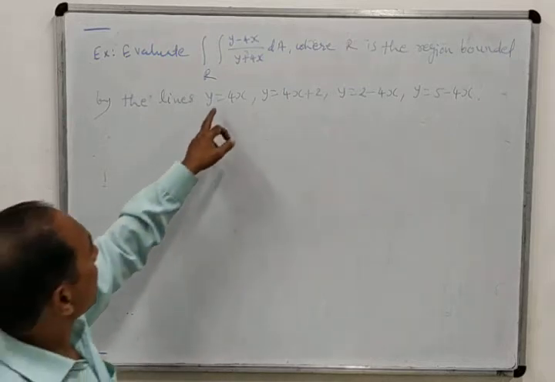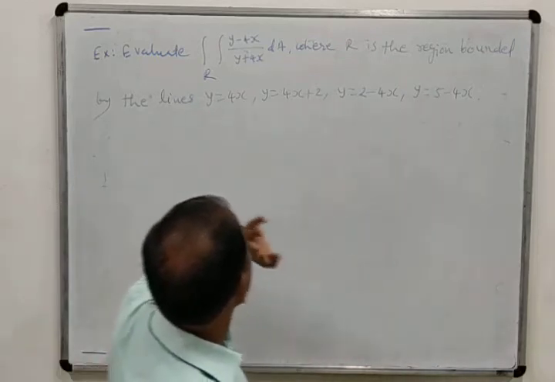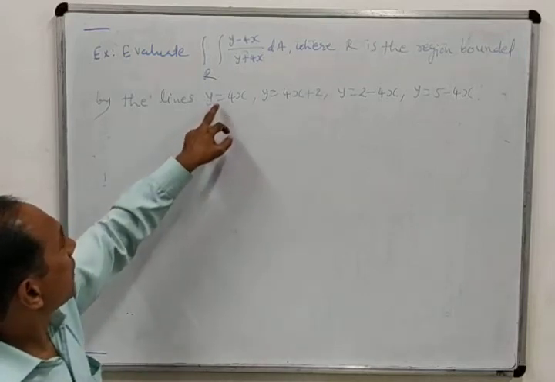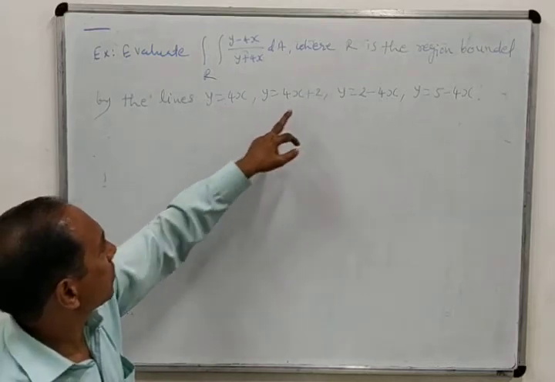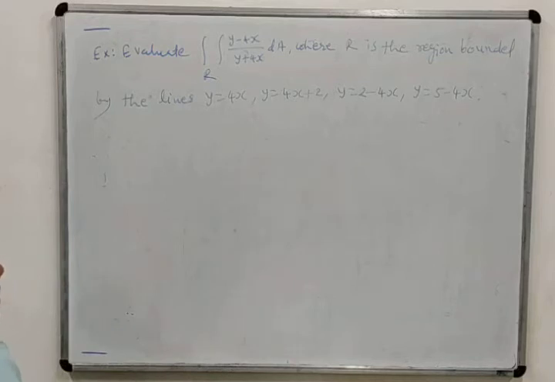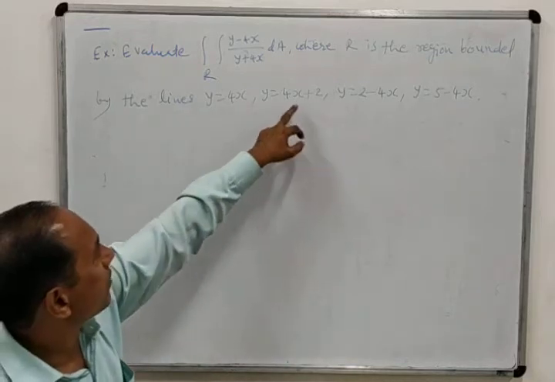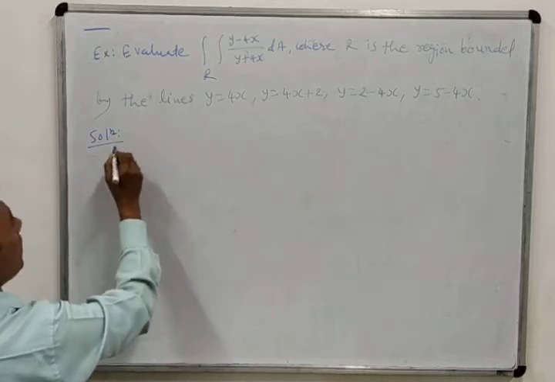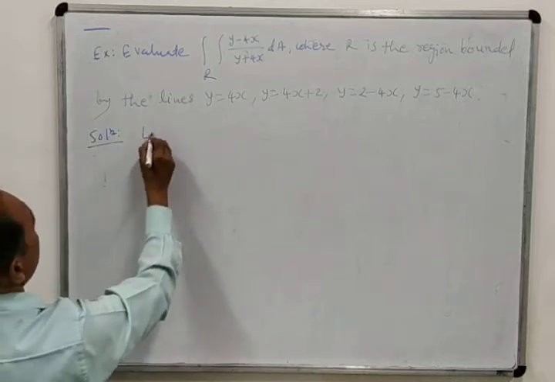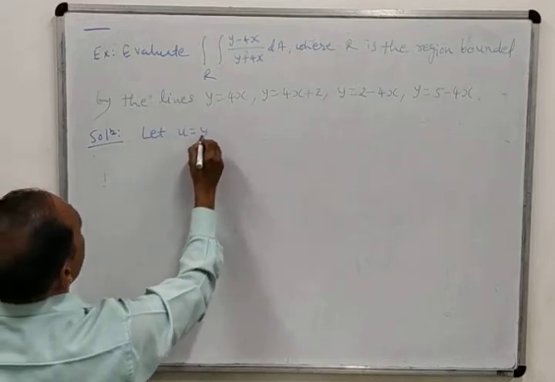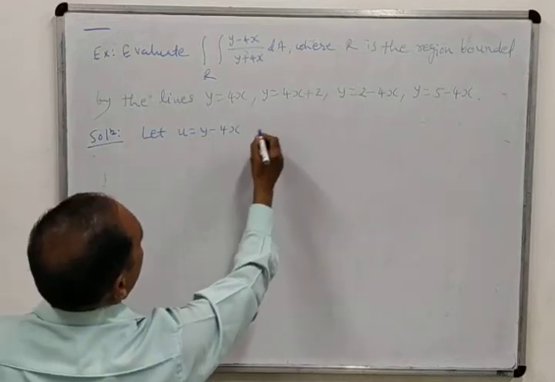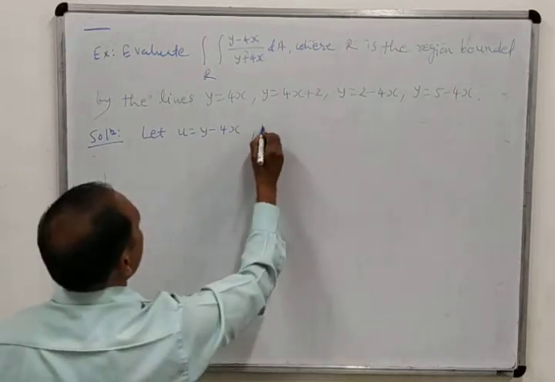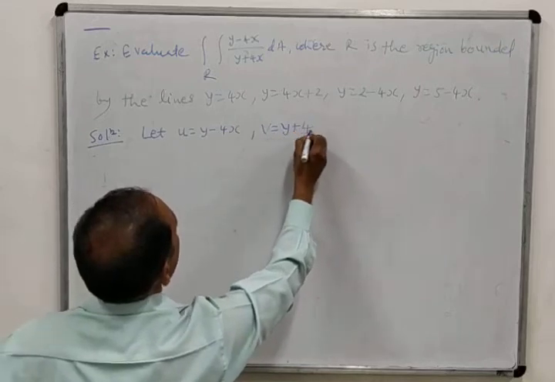So look at the equations of the curves. Here we have y equal to 4x and y equal to 4x plus 2. So we can write y minus 4x equal to 0 and y minus 4x equal to 2. So the solution is possible by using change of variables. That means we will take u equal to y minus 4x. And here also you can see in both equations we will have y plus 4x. So we will assume v equal to y plus 4x.